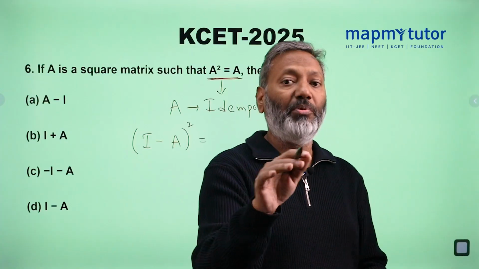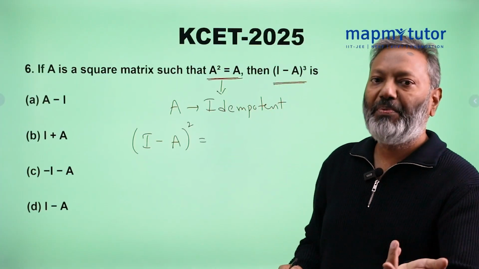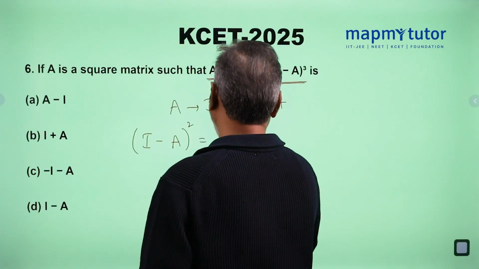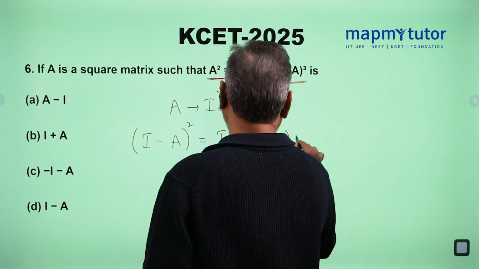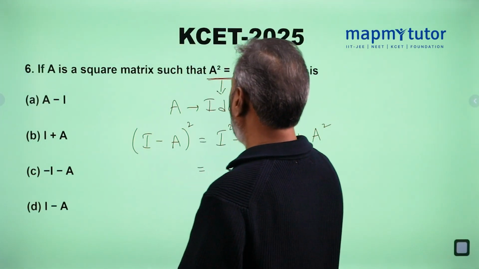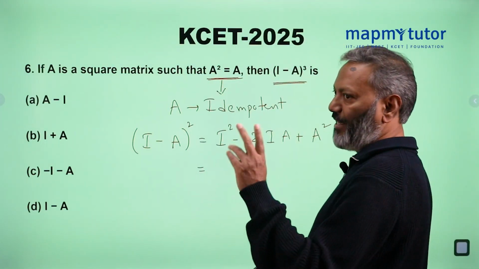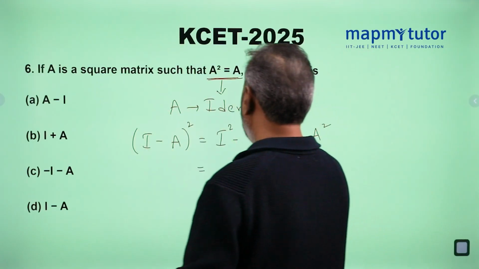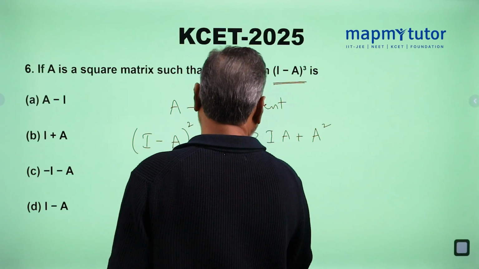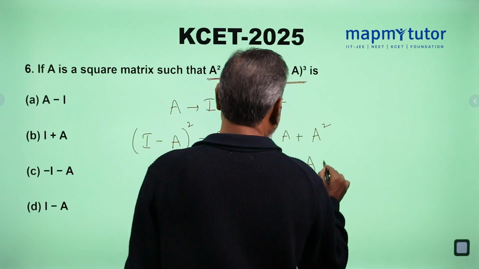Because I and A commute with each other, it is easy to expand just like a minus b whole square. What is that? I square minus 2 into I into A plus A square. It is just like a minus b whole square, a square minus 2ab plus b square. Because I into A and A into I are equal. And we know I square is I. And I into A is A. A square, of course, is A. It is given.